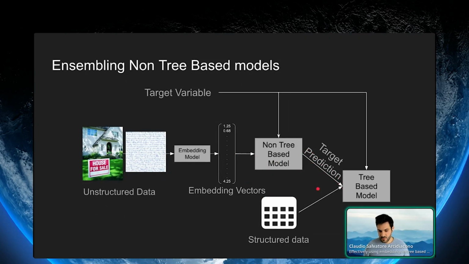The advantage of using stacking in this way, instead of passing the embedding vectors directly to the tree-based model, is that the tree-based model only receives one column, which is the output prediction of our non-tree-based model. And this one column is what represents our unstructured data. So it's going to include information from our unstructured data, and it's going to give it to our tree-based model.